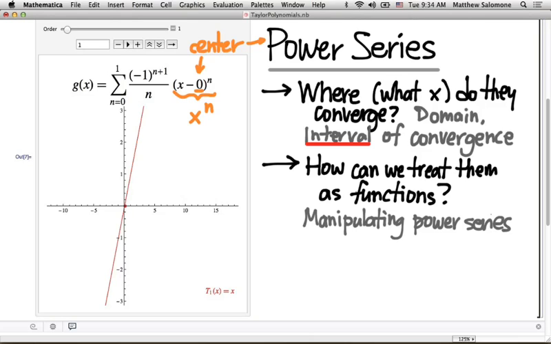But then it's built out of these powers by multiplying each of them by a coefficient. And those coefficients, at least in the example we were looking at before the break today, followed a pattern. Negative 1 to the n plus 1 divided by n.